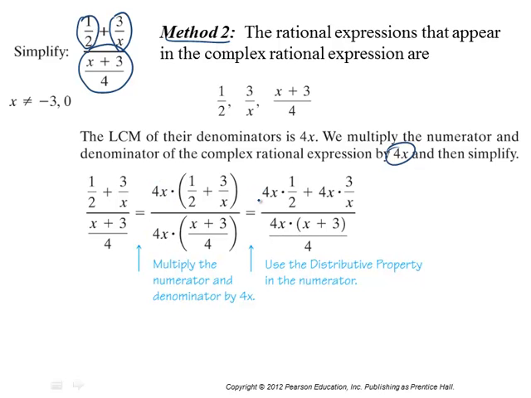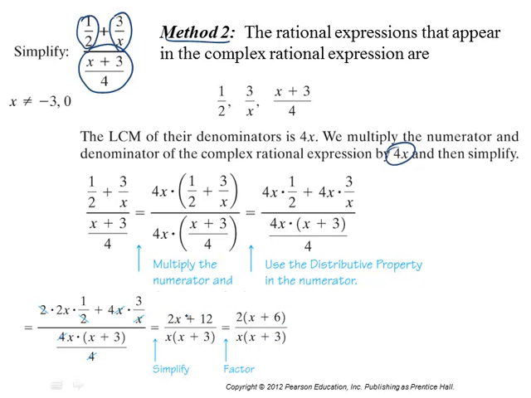And when you do that, that's going to wipe out all of those denominators in the numerator and the denominator of the big fraction. In the numerator, you've got 4x times 1/2. Well, this 4 will cancel with that 2, leaving you with the 2x right here. And over here, you've got 4x times 3 over x. The x's will cancel, leaving you with 12. In the denominator, the 4's will cancel, leaving you with x times x plus 3. In other words, now we just have a simplified fraction, a simplified rational expression.